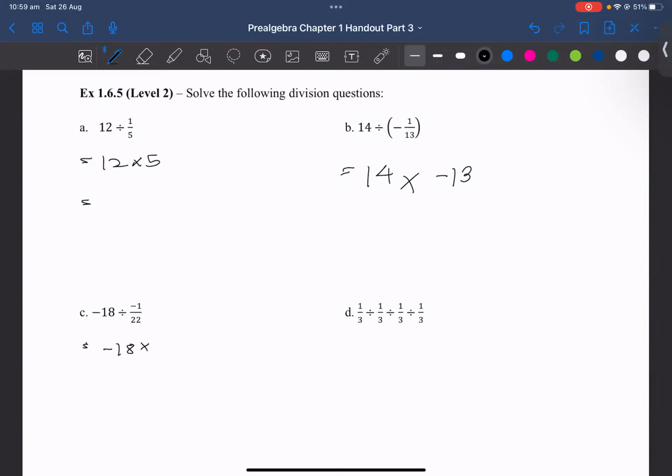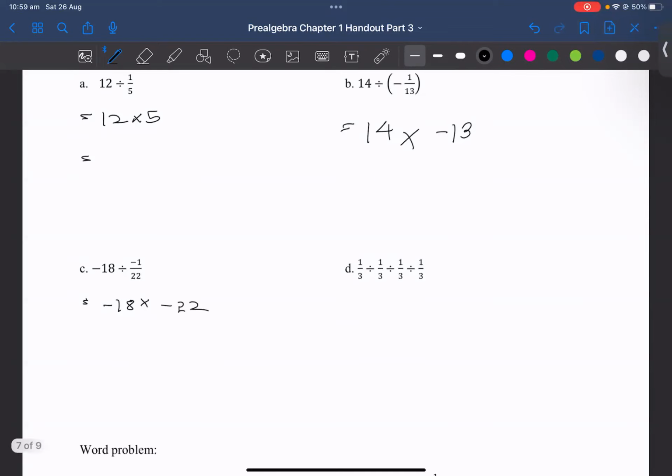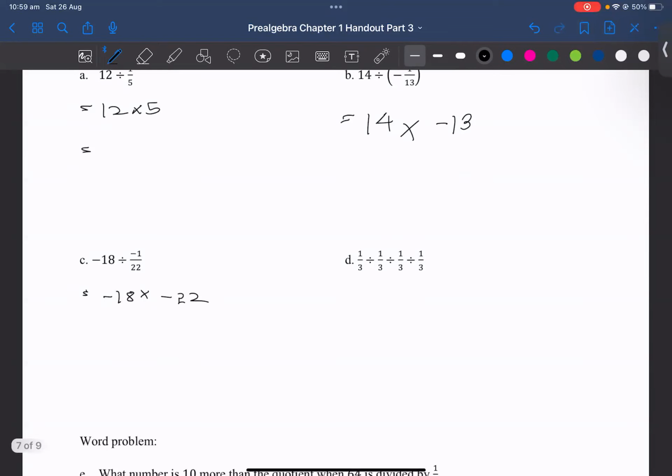22. Is it 22 or is it something else? It's not 22. I think it's negative 22. Yep, -22, because -1 and 22 gives -22. And when two negatives multiply, what happens to the negatives? They cancel out. So you can do the same as 18 times 22.